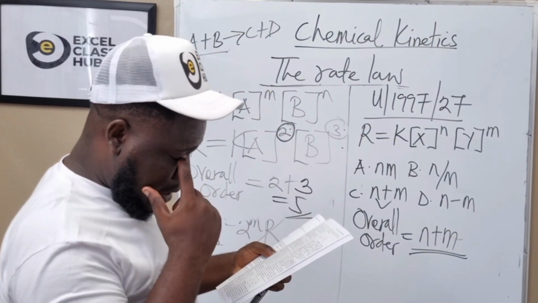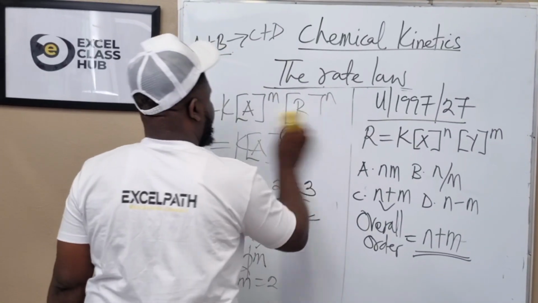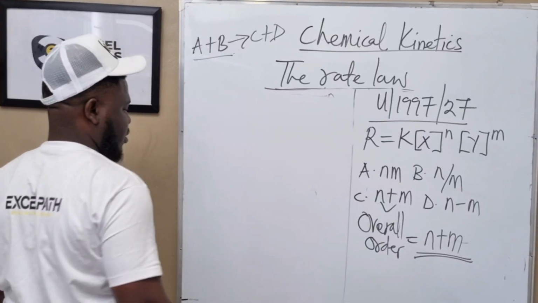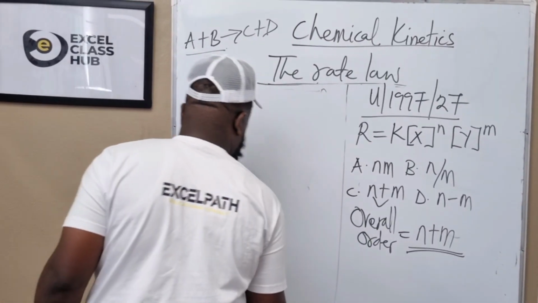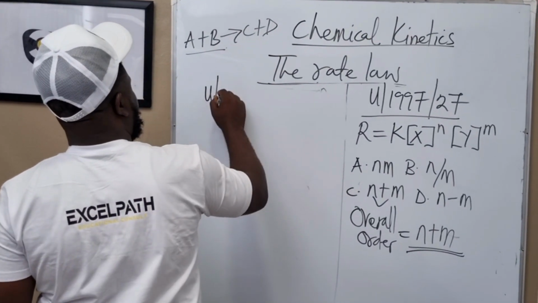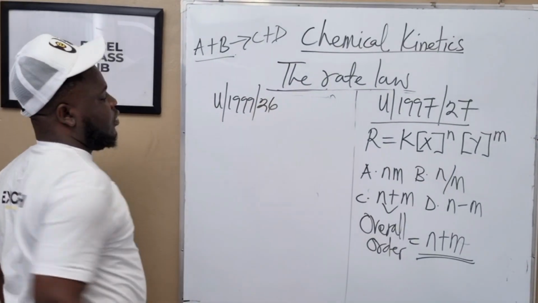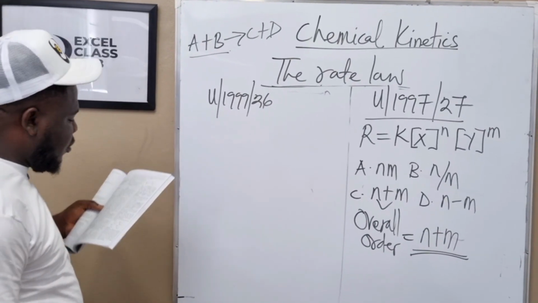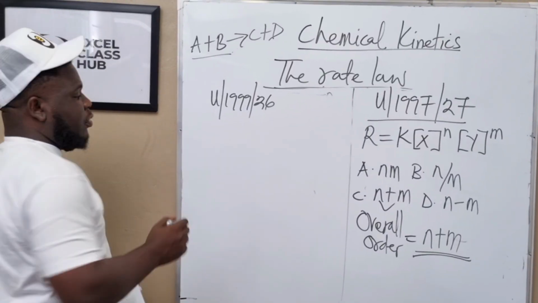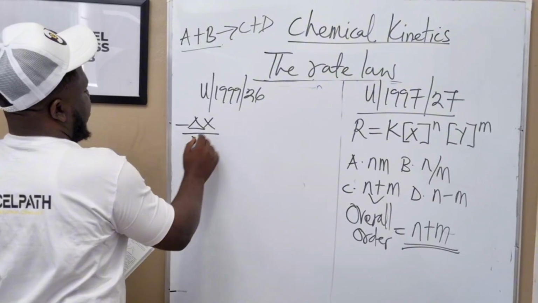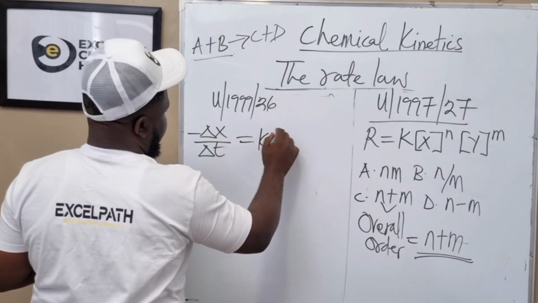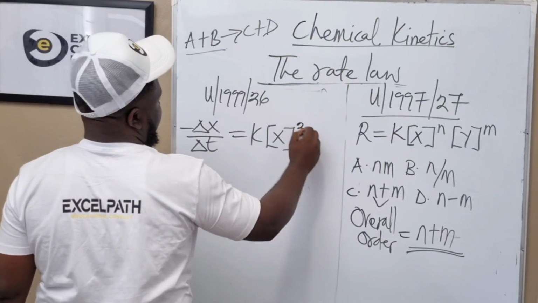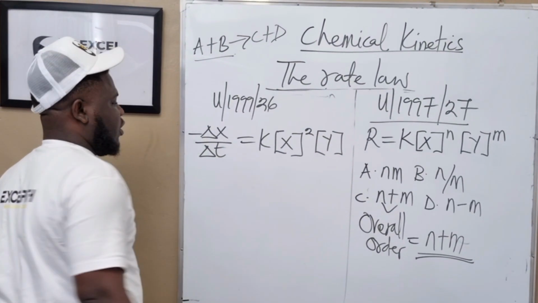Also in 1999, question 26. So the question says, X plus Y to give Z. The rate equation for the chemical reaction above is minus change in X all over change in T is equal to K, concentration of X raised power 2, then concentration of Y.